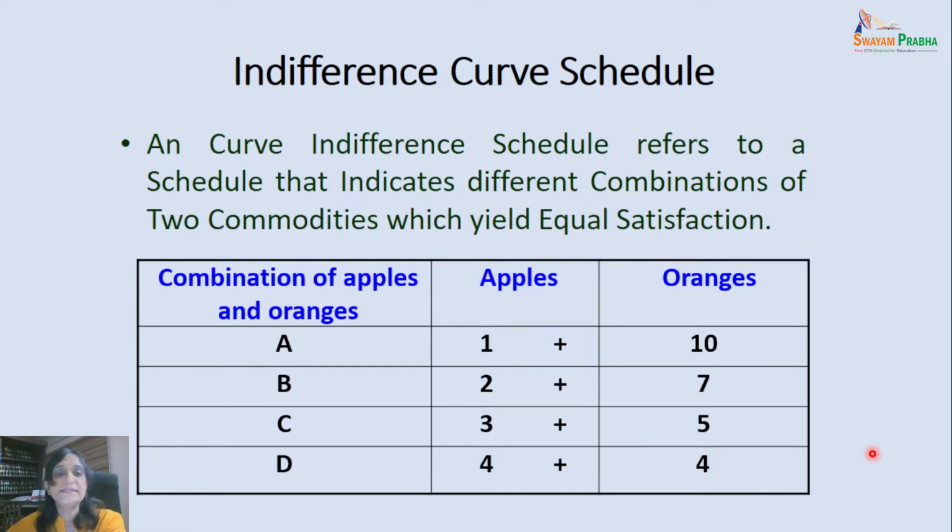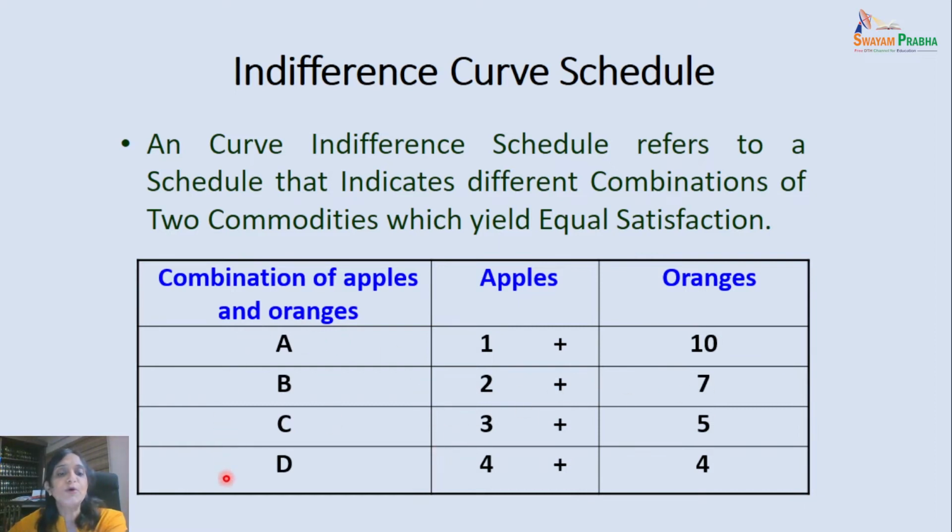Now, let us see this example wherein we assume the consumer is buying apples and oranges both. If you see this table, there are four combinations available to the consumer, depicted by A, B, C, D. The first combination A says that the consumer says, give me 1 apple and 10 oranges. Another combination says 2 apples and 7 oranges, and so on.